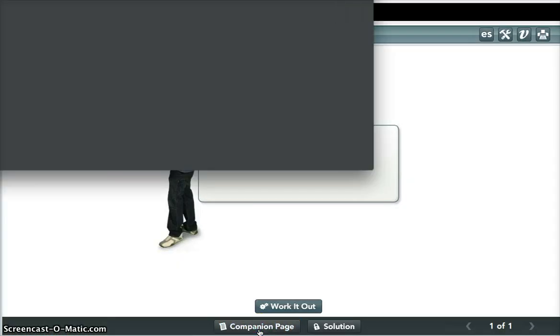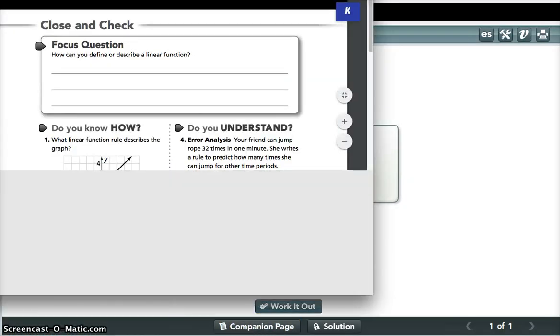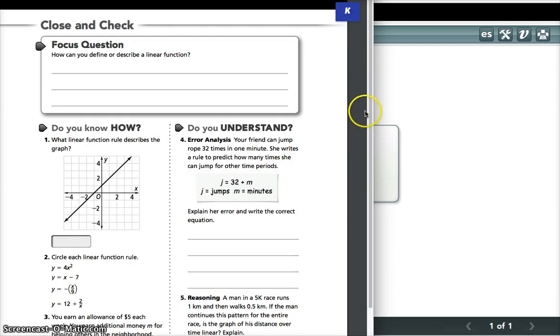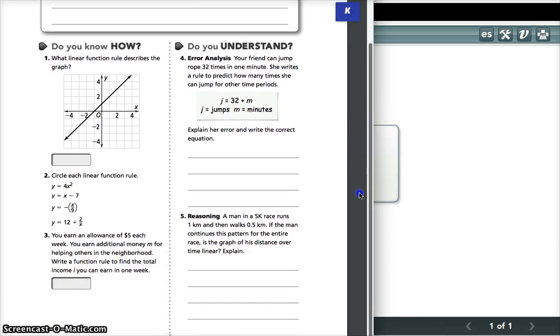And find your companion page. On this page, I want you to do numbers 1 through 3. But I really just want to make sure that you can get 2 and 3 correct. I want you to try number 1, but I want you to focus on getting numbers 2 and 3 correct. We'll be practicing more with number 1 in the future, but just focus on 2 and 3 and then coming back to check your work.